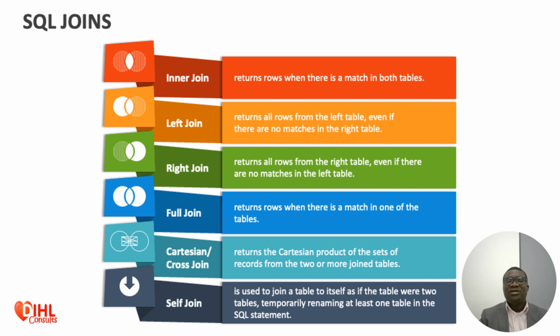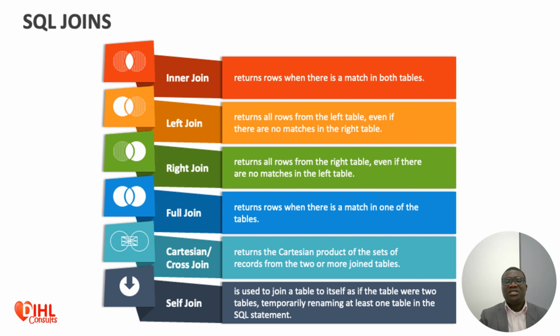Inner join returns rows when there is a match in both tables. So the inner join will return records from, say for instance, table A and table B, where there is a match between table A and table B. Left join returns all rows from the left table, even if there is no match in the right table. All of these will be demonstrated for proper understanding.